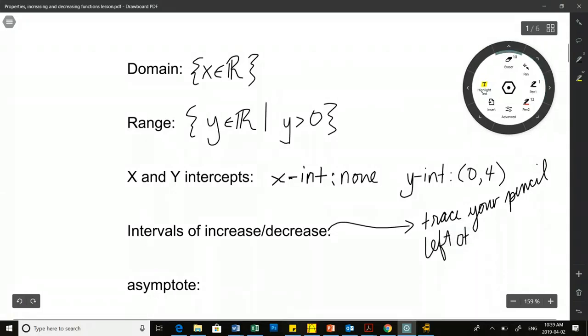I just spelled 2 backwards. Why did I do that? No, and it's not letting me erase. There we go.